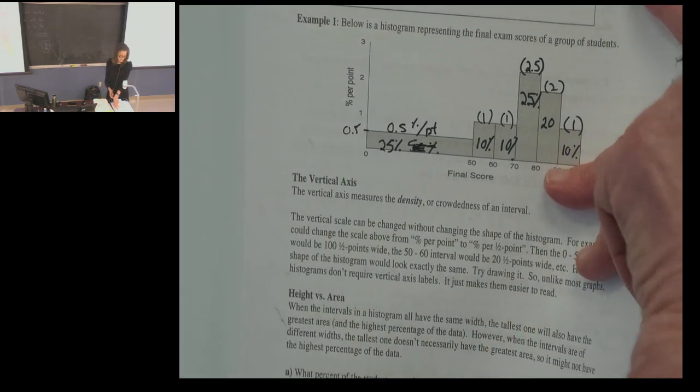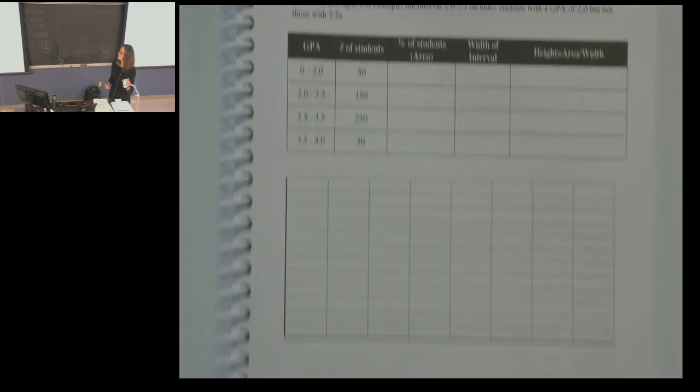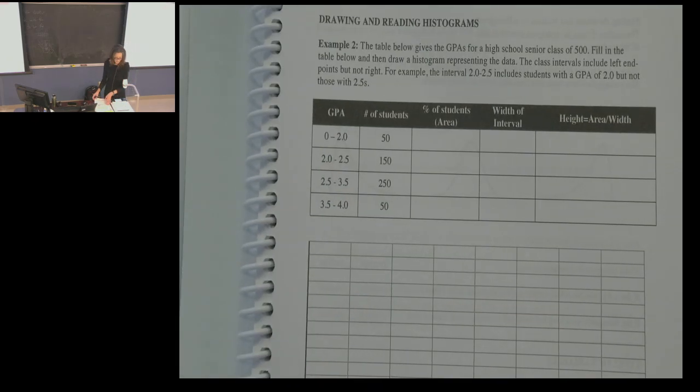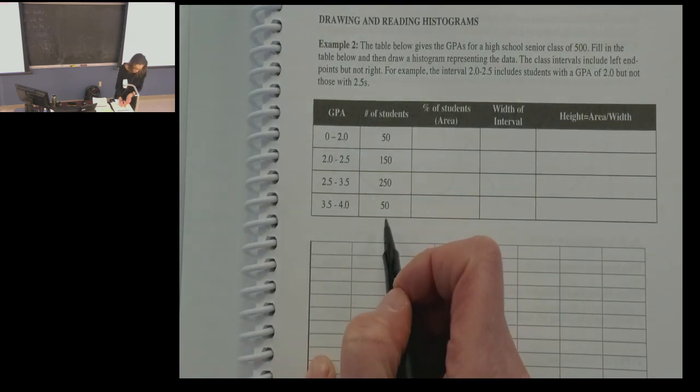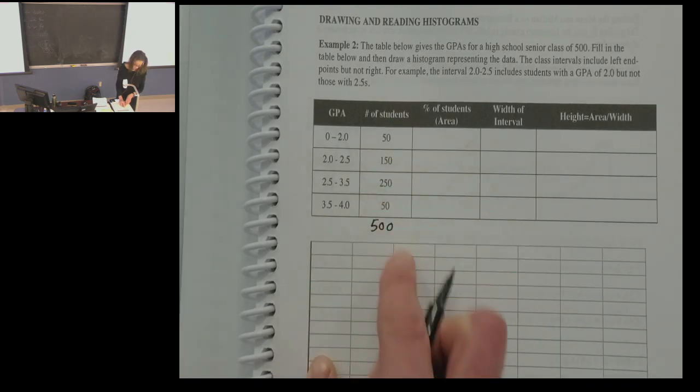Now, let's move to the next one: drawing and reading histograms. If you were in Stat 100, this is really familiar because these notes so far are pretty similar. Little differences, but pretty much the same. So you've already done this example. The table below gives the GPAs for a high school senior class of 500 people. They all add up, so that's 500 students.